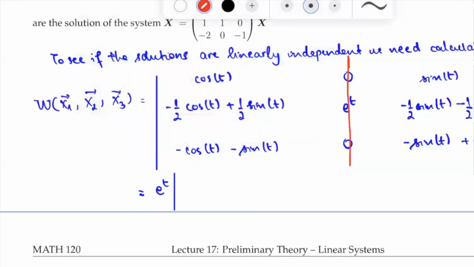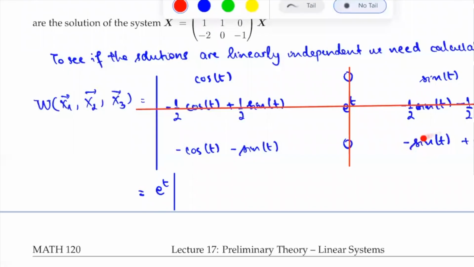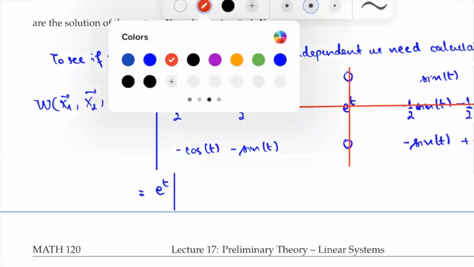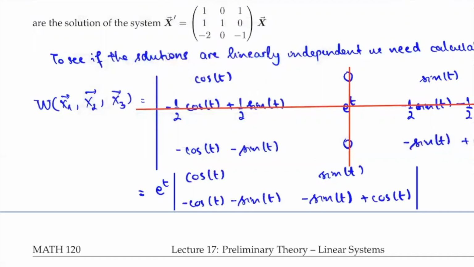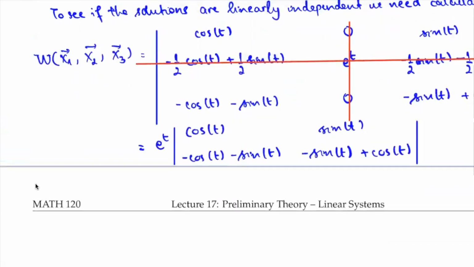So you delete this column and this row, and you're left with the entries cosine of t, sine of t, this one and this one. So you're left with a 2x2 determinant: cosine of t, sine of t, negative cosine of t minus sine of t, and the last entry is negative sine of t plus cosine of t. From the 3x3 determinant, you turn that into a 2x2 determinant only, so it's easier to calculate.